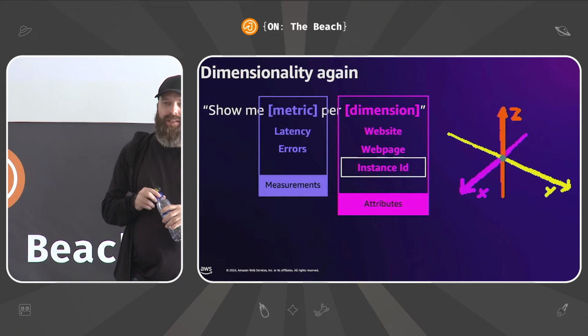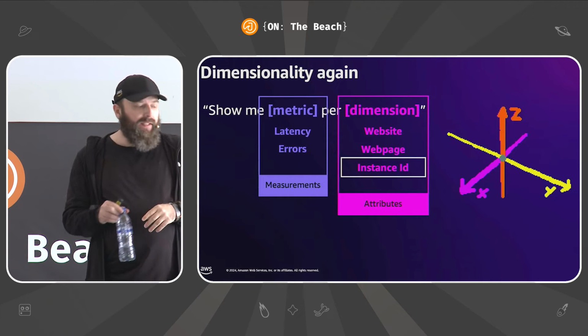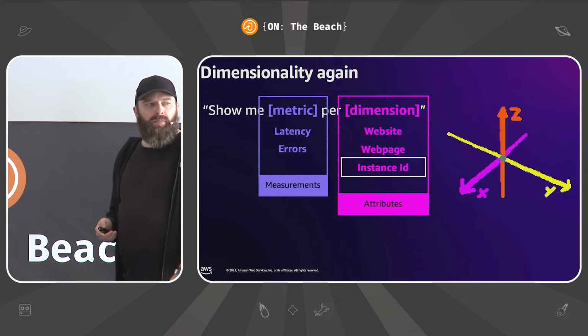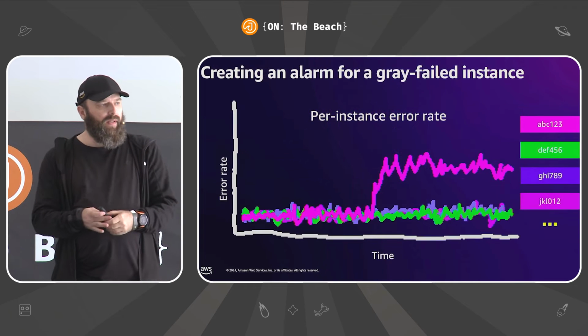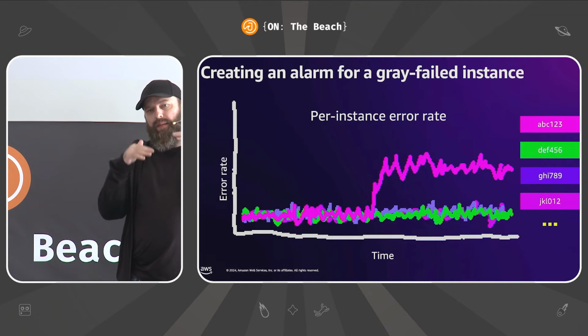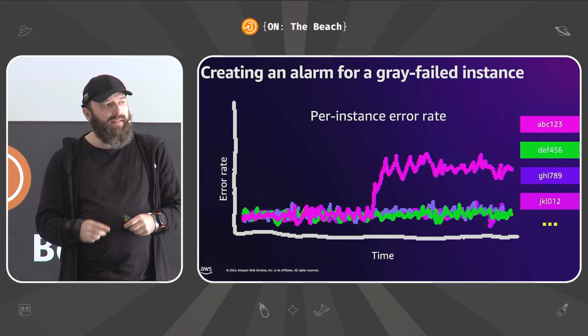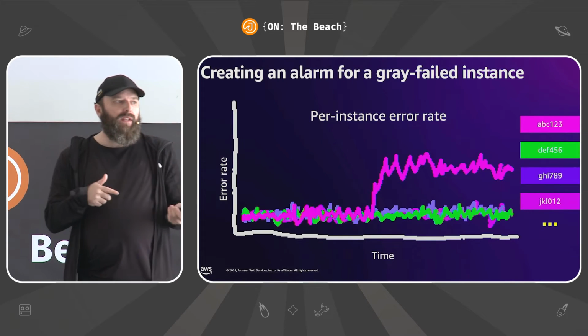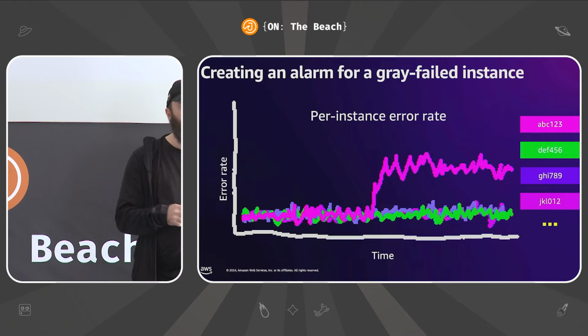Dimensionality. So first we thought about web page. Now I'm going to look around instance IDs, and I want to see the errors we're having on each one there. If I plot them in the same axis, I'm seeing that, hey, instance ABC123 is the one that's creating some problems. We can dive deep and start inspecting what's going on there.